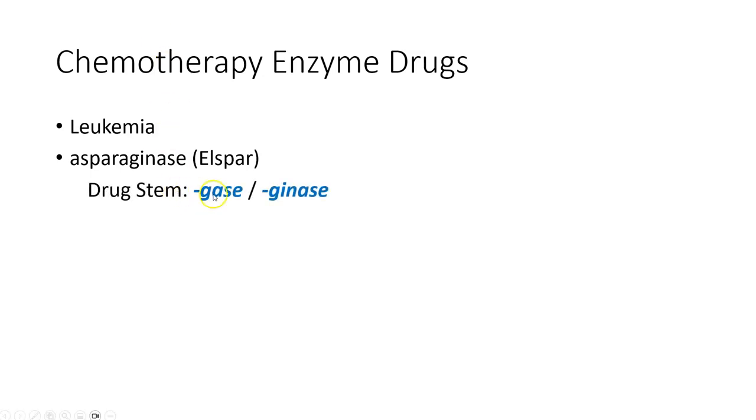There are chemotherapy enzyme drugs. These are enzymes that will break down the amino acid asparagine, which the cancer cell needs to reproduce. These drugs are most used to treat leukemia, and they include the drug asparaginase, which is known as Elspar, and they have a drug stem of ginase. And that, again, that ASE means that it's an enzyme, but because it's a cancer, we're adding that G in front to help us identify it's not your run-of-the-mill enzyme.